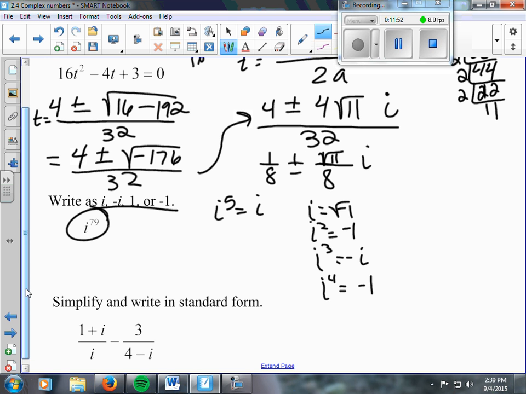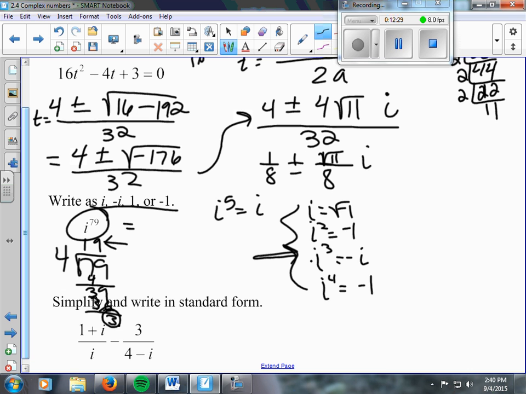And so how do you figure out what it is? Well, you figure out how it cycles. The cycle has a length of 4, so I'm going to take 4 into 79 and see how many complete cycles I get. So 4 goes into 7 once, 39, 4 goes into 39 9 times, 36, and I have a remainder of 3. This means I cycle through i, i squared, i cubed, i to the fourth 19 times, and then the last time I don't go all the way through because I have a remainder of 3. Remainder of 3 means I land on an i cubed, so this equals negative i.